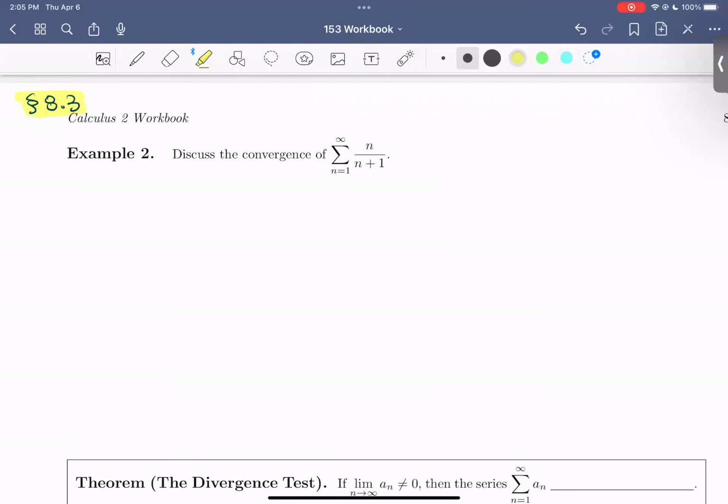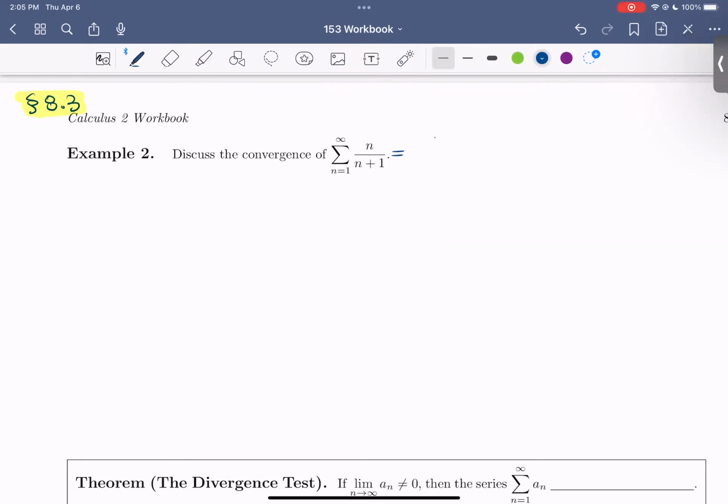Hi everyone, in this video we're going to look at example 2 in section 8.3 on series of real numbers. In example 2, we're asked to discuss the convergence of this infinite series. Again, to get started, let's write out some of the terms of this series.